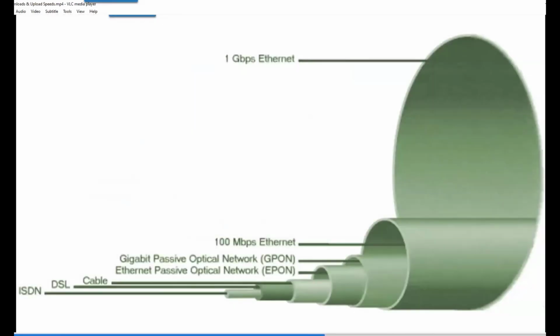Again, here's another analogy: it's the size of the pipe that the water flows through, or the data flows through. If you have a bigger pipe, you can get more water through there. It's not going any faster, it's just you're getting more of it at a time.